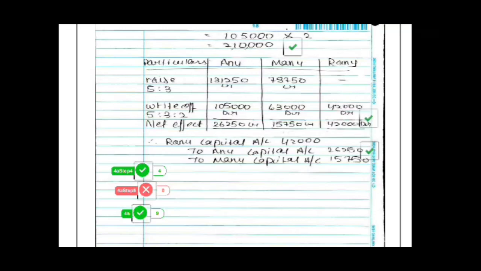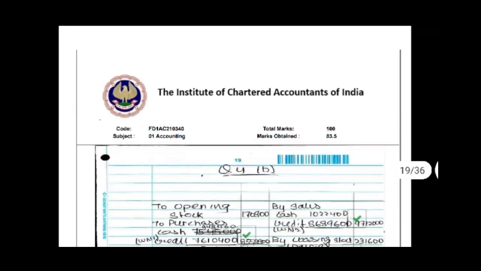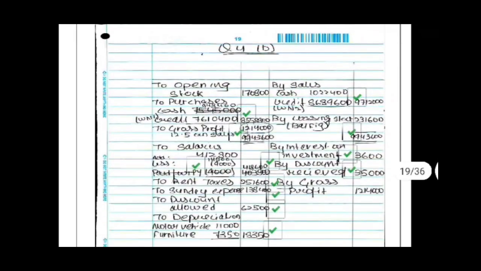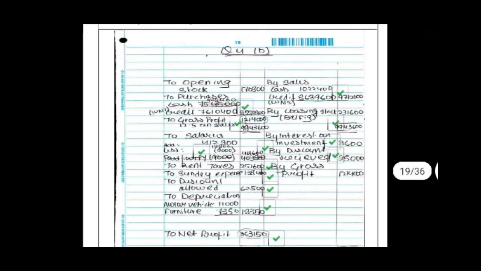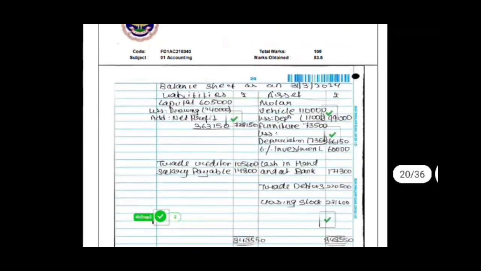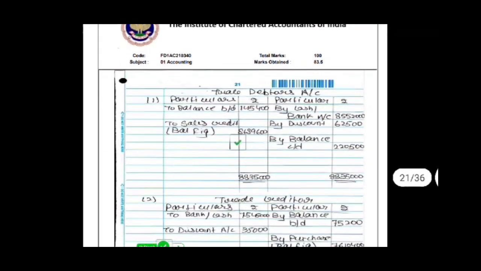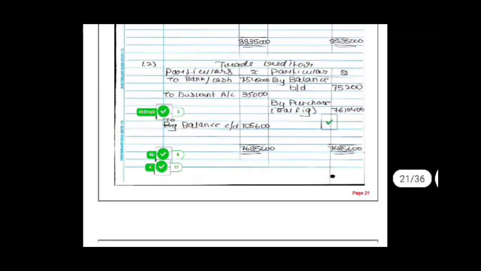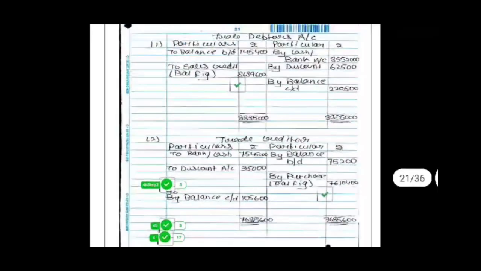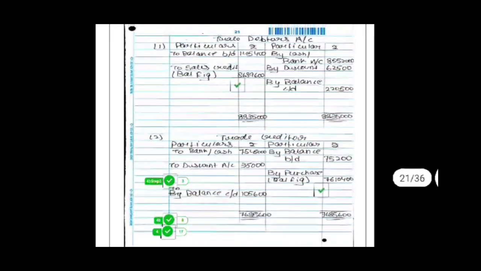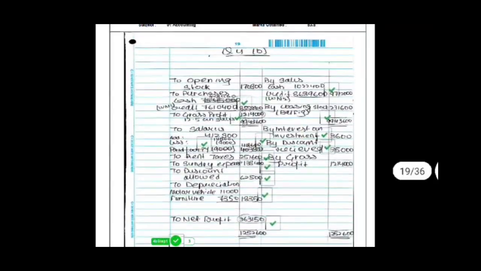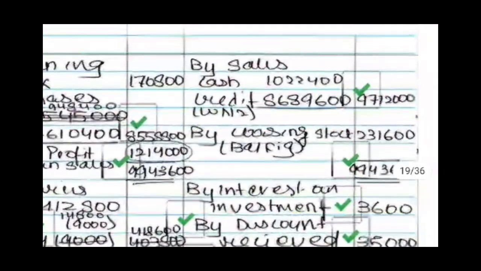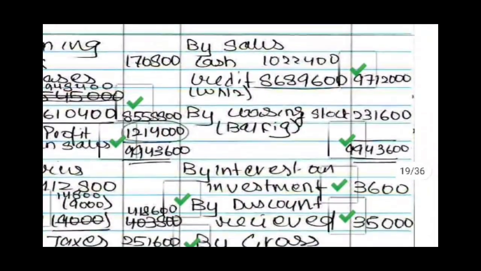And for question number 4B, it is the single entry system. For the single entry system, you have to make the working notes of trade debtors, trade creditors. They've given me 3 marks for the working notes only. So it's very important, because the balances also I must have mentioned. As you can see, the sales, cash and credit. For the credit sales, working note 2 was important. So this was the overall presentation for accounts.